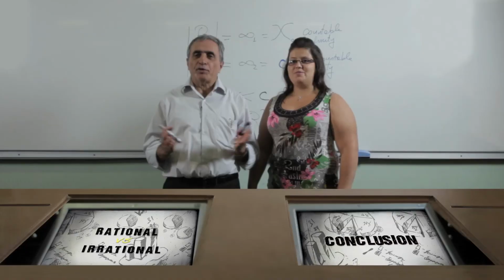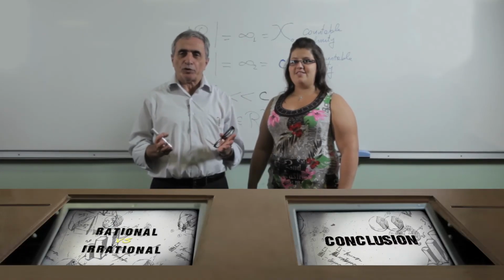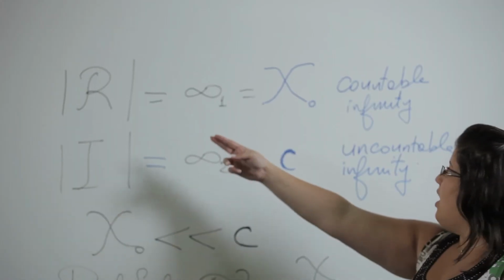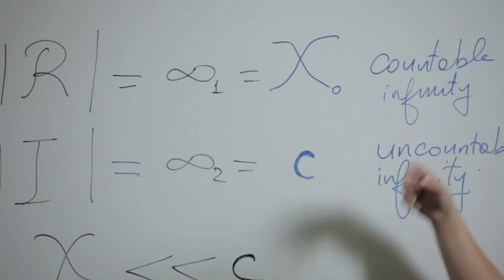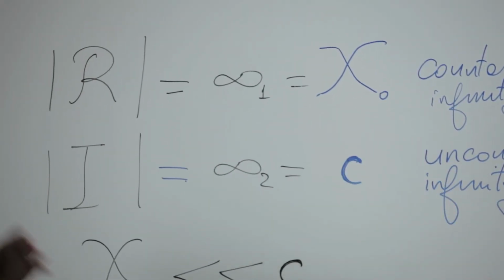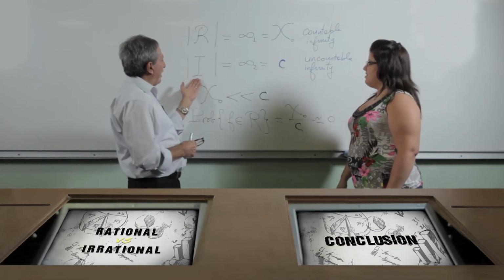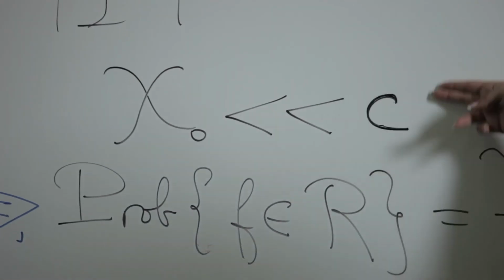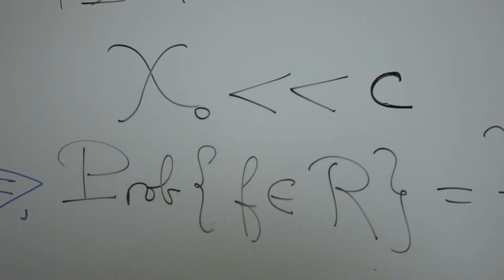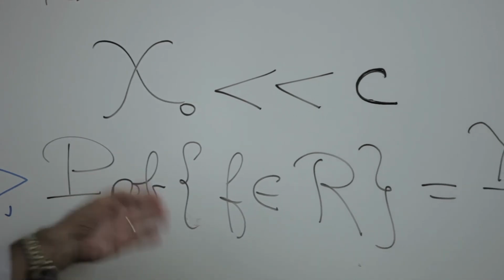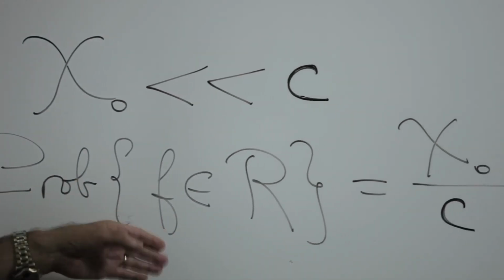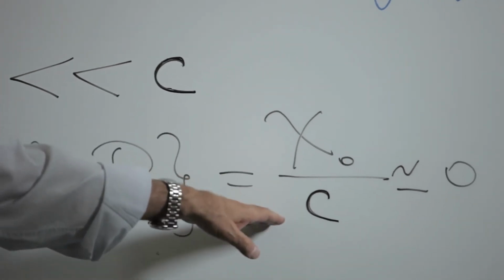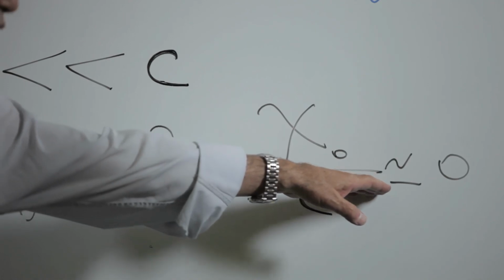All right, now both Sophie and myself are ready to conclude. So as we have seen, the number of elements in R is countably infinite, and we denoted it by aleph 0. And the number of elements in I is uncountably infinite, and we denote it by C. Hence, C is much bigger than aleph 0. And therefore, the probability to pick a number from the interval 0, 1 and have this number belong to the set of rational numbers is aleph 0 over C, and that is a very small number.